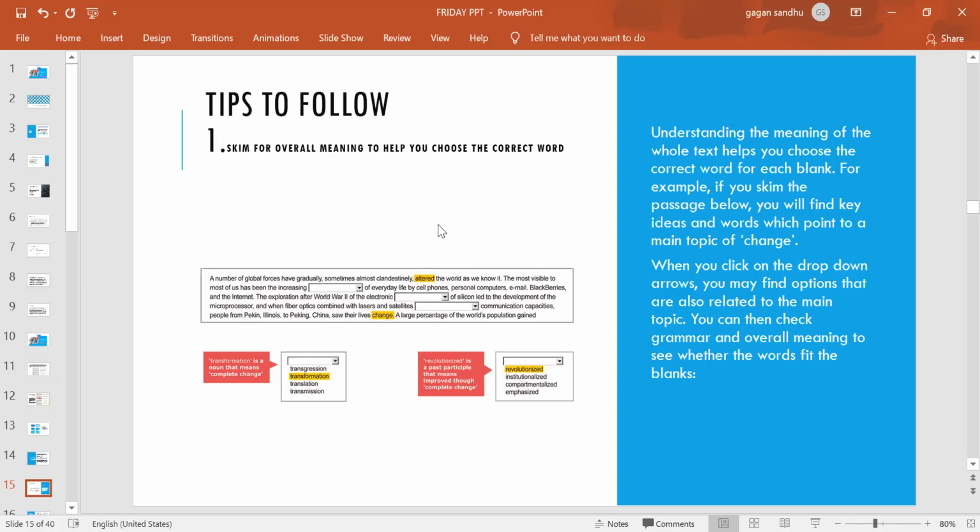Now the choice of the word needs to be related to the topic. So this will give you an idea of which word is suitable as per the content of the passage. So this is the first thing you will be doing when you're looking at the question.